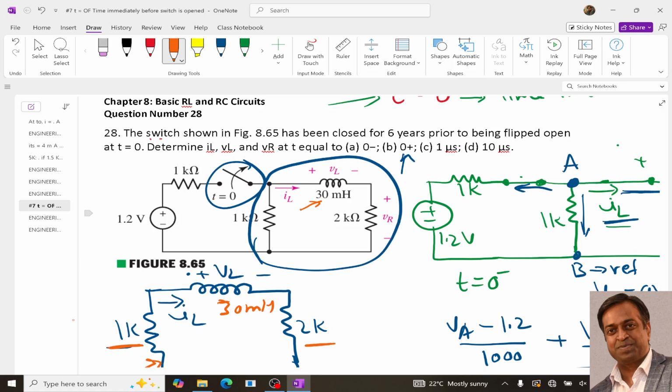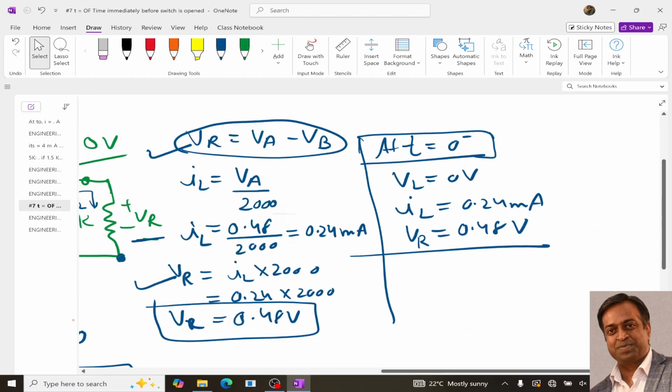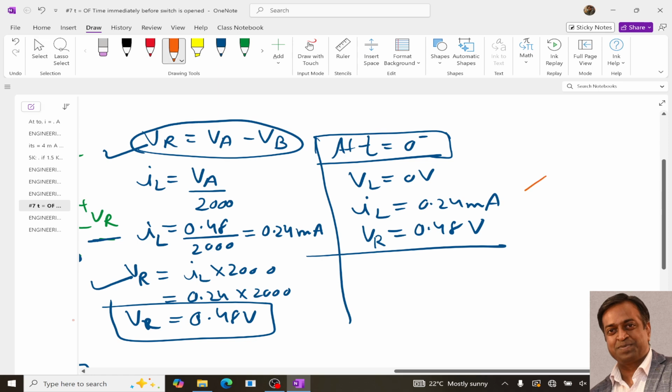So at t equal to 0, when the switch is opened, due to the property that an inductor will try to maintain the current, IL will not change. IL remains the same at t equals 0. Whatever is the value at t equals 0 minus, the same value will be there for IL at t equals 0. We have already calculated that IL at t equals 0 minus is 0.24.